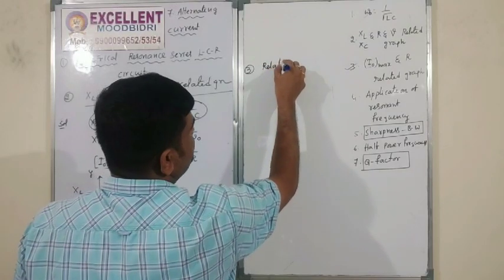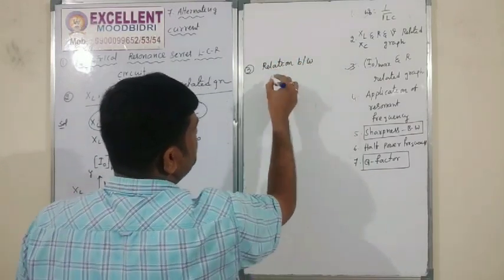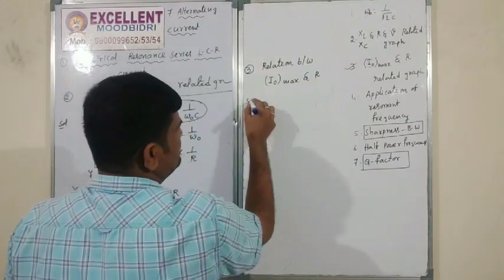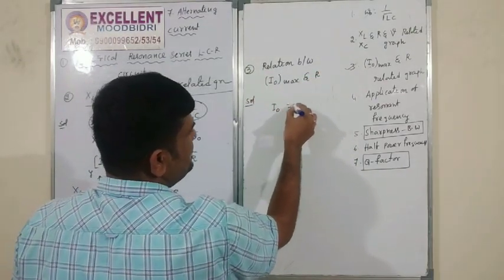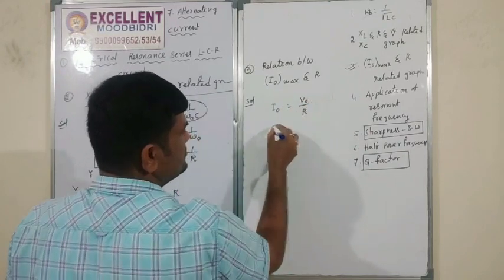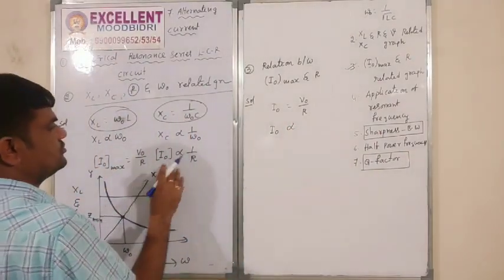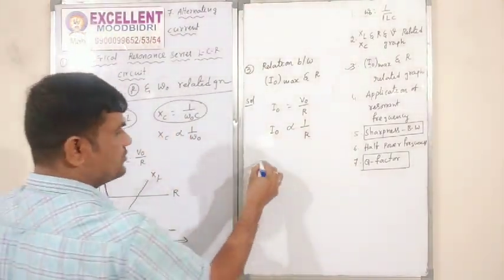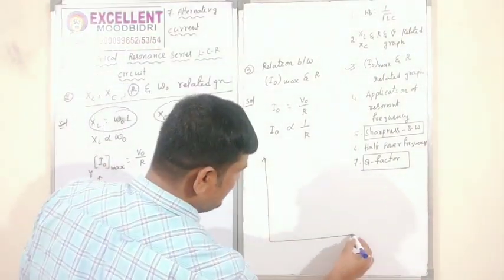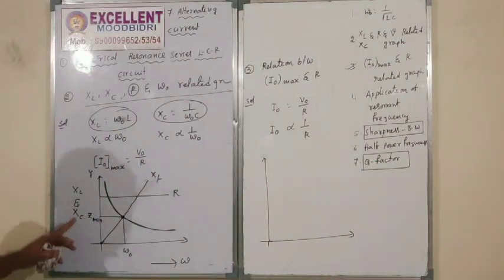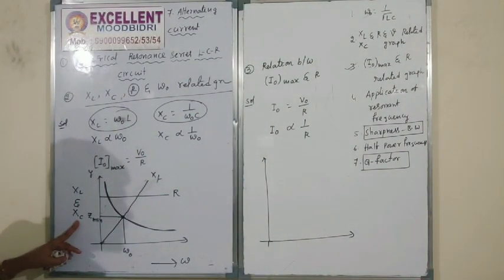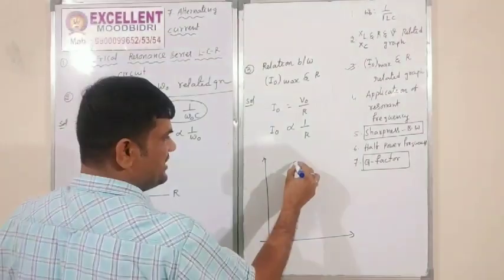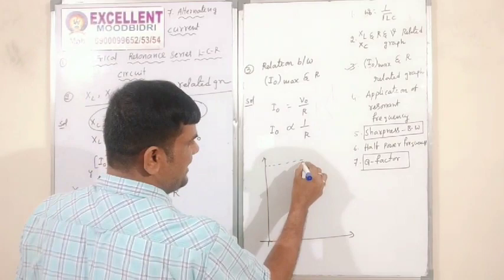The relation between I naught max and R. I naught is equal to V naught by R. So I naught is inversely proportional to R. Correct? In this condition, XL and XC are both equal. In that case, what would happen? The current is maximum.